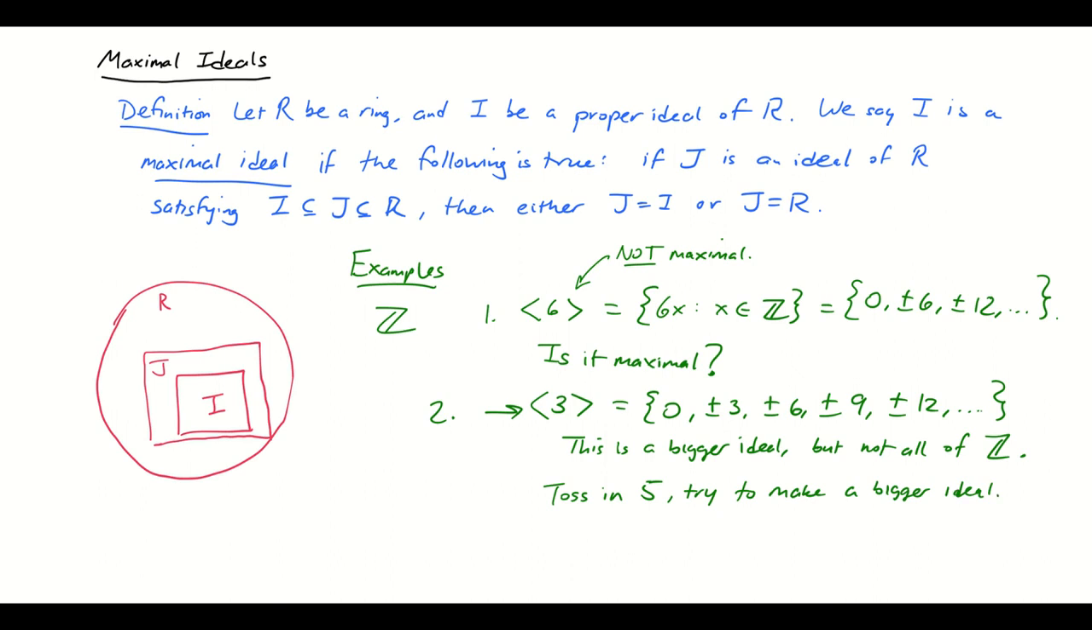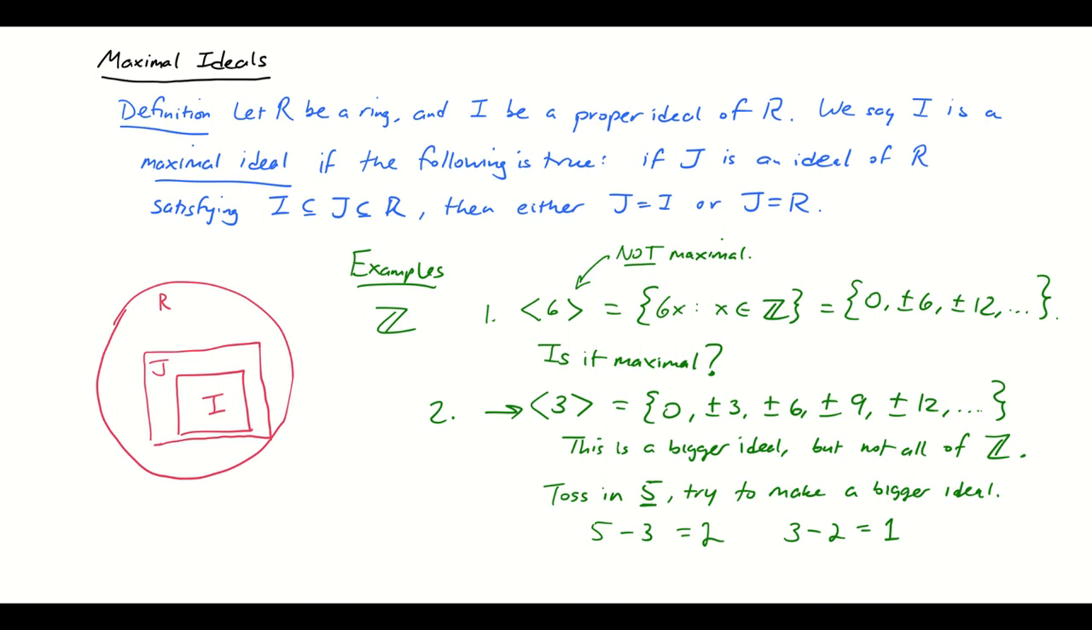If I do that, then what else does this ideal have to contain? Well, if it has the number 5 and also the number 3, then this ideal will also have to contain 5 minus 3, which is 2. So now 2 has to be in my ideal. And if 2 is in the ideal and 3 is in the ideal, then 3 minus 2 has to be in there. So my ideal has to contain the number 1.